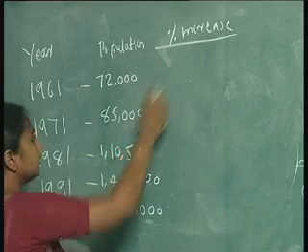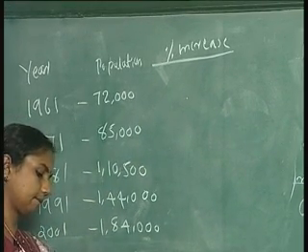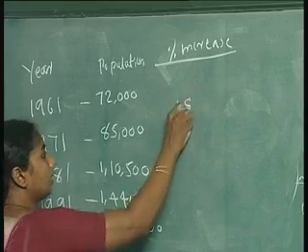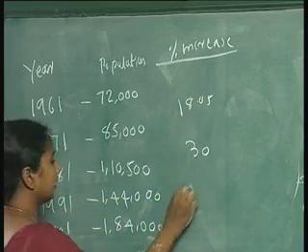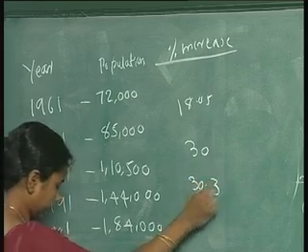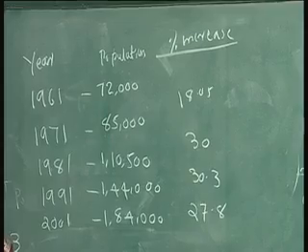For example, in this case it is coming around 18.05. Similarly here it is 30. Okay, here it will be 30.3. Okay, this is the percentage increase.